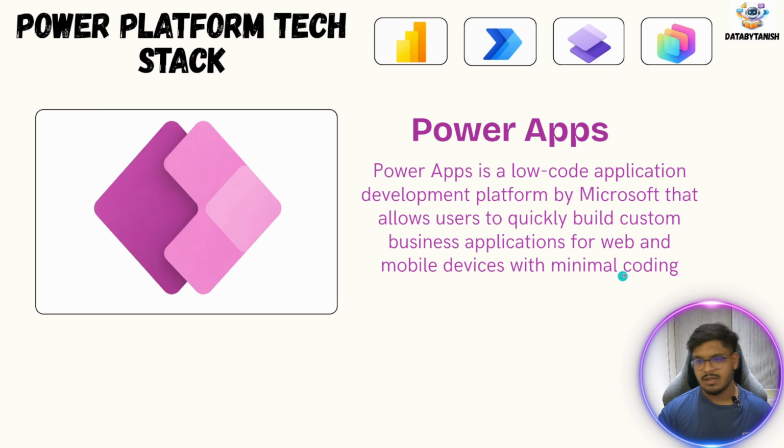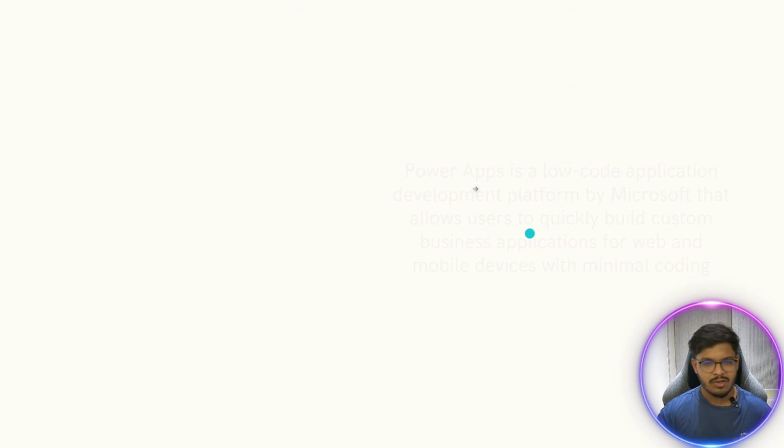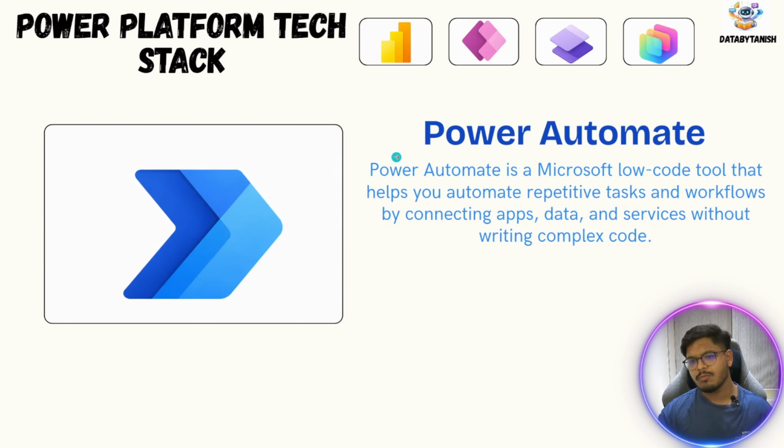Moving to the next, we have Microsoft Power Automate. Microsoft Power Automate is a Microsoft low-code tool that helps you automate repetitive tasks and workflows by connecting apps, data, and services without writing complex code. There are several repetitive tasks, so Microsoft gives you an option to create an agent on your behalf, which triggers every morning or on a certain event, completes its flow, and does your task.